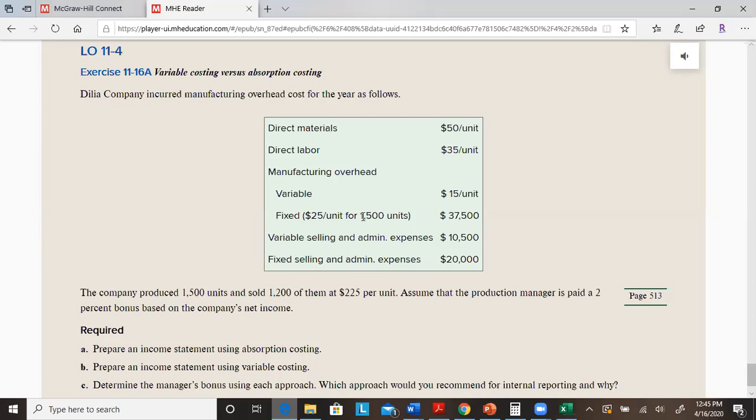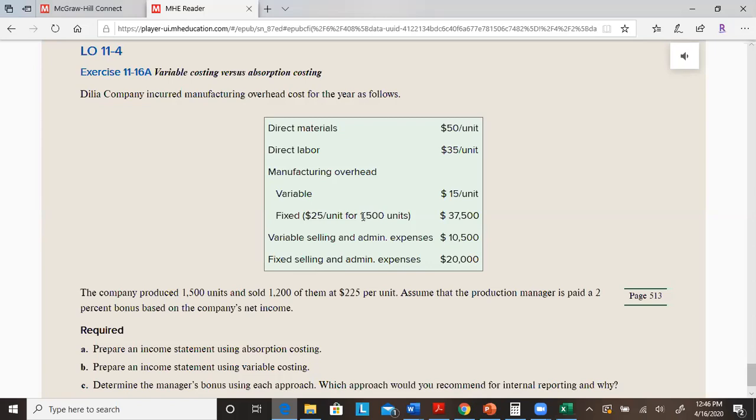And then from there, I'm going to subtract both my selling and admin expenses, variable and fixed. And that totals 30,500. So my net income here is 89,500. So that's using absorption costing. Everybody okay with this? Any questions? Okay.